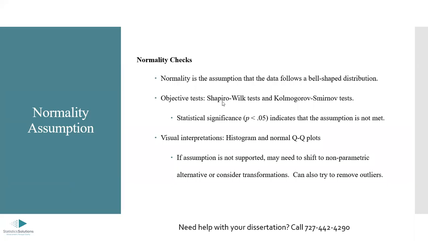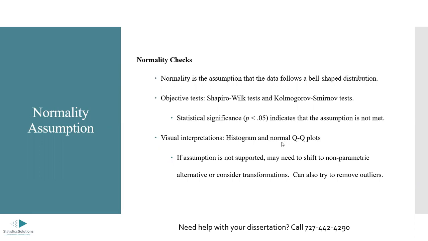So for the objective test, we have Shapiro-Wilk tests and Kolmogorov-Smirnov tests. And I think what's confusing about this for many students is that you want to see non-significance. You want to see a non-significant result on this test. When you look at p-values, you usually hope for a p-value below 0.05. But on these tests, significance means that your data is significantly different than a bell-shaped curve or normal distribution, which is not ideal. And the visual interpretations are looking at histograms and QQ plots and PP plots.